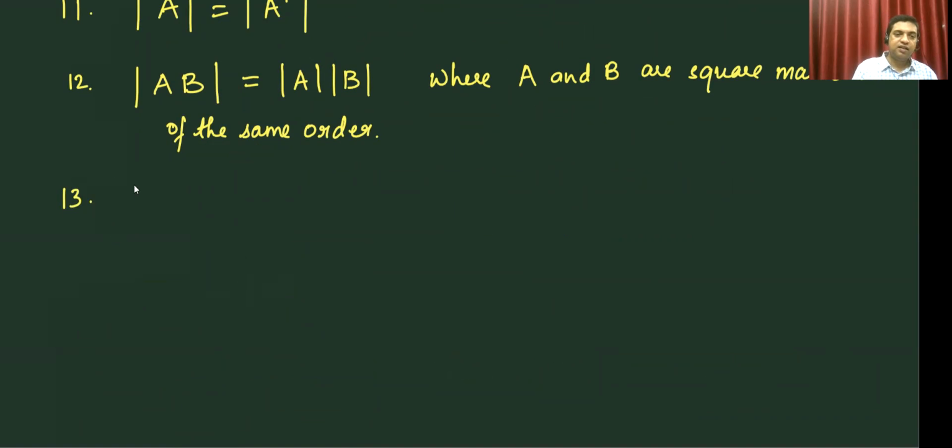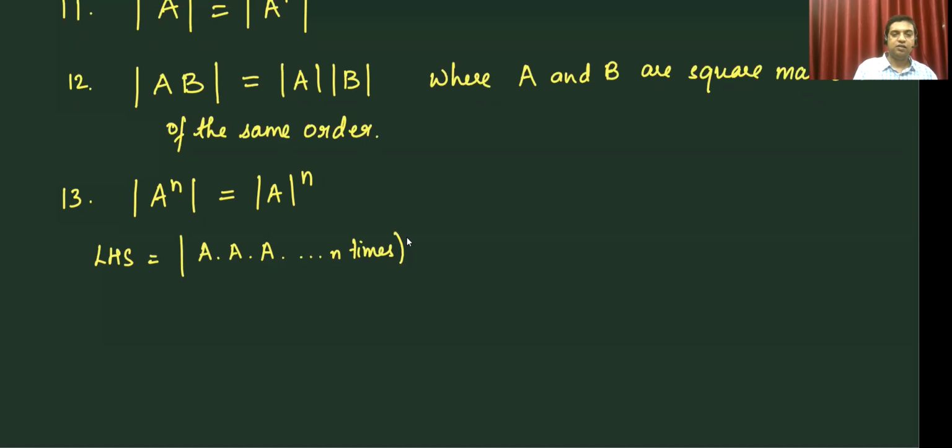Important. Then determinant of a power n is determinant a whole power n. Why? Because LHS is determinant of a into a into a n times. And based on the previous result, it will be determinant a into determinant a into determinant a n times. All right. Next.